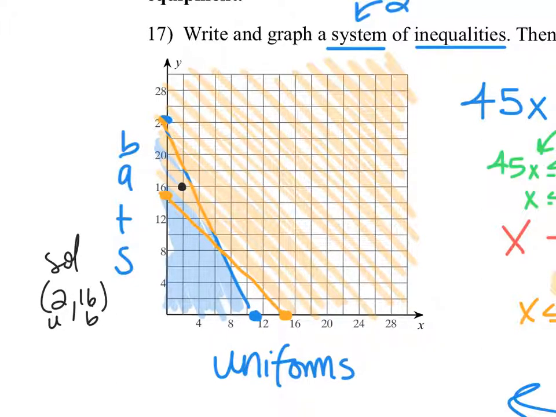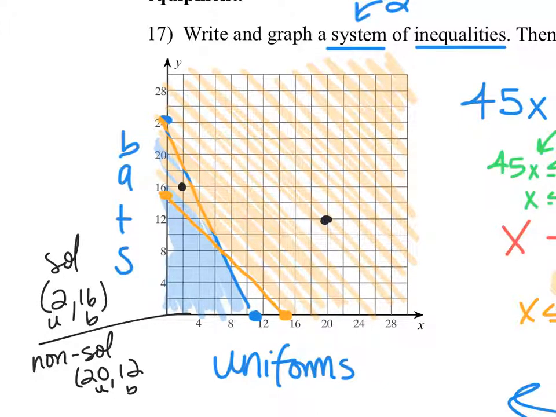And then we'll say our non-solution. There are really a lot of non-solutions to choose from. I'm just going to pick something way over here. It would be impossible to meet the qualifications and to get 20 uniforms and 12 bats. That's not going to work for this problem because it's not in the double shaded region.